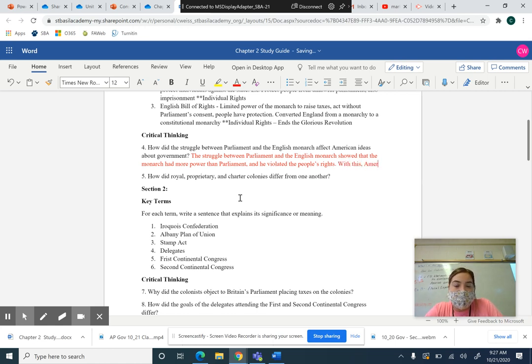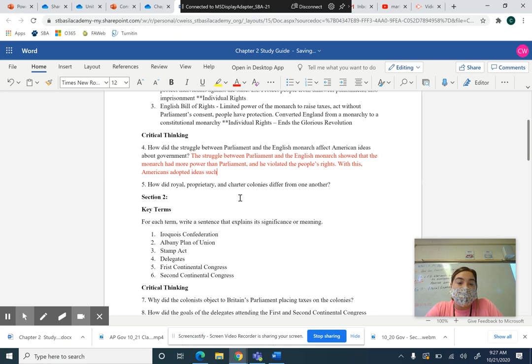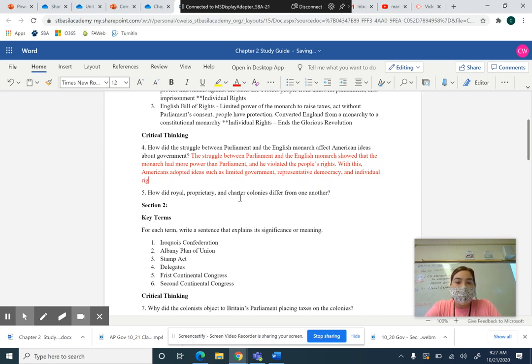With this, Americans adopted ideas such as limited government, representative democracy, and individual rights to ensure that the government did not violate the rights of the people. Okay, does that make sense?